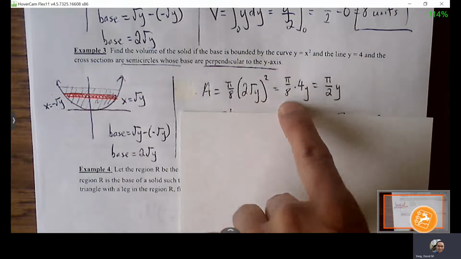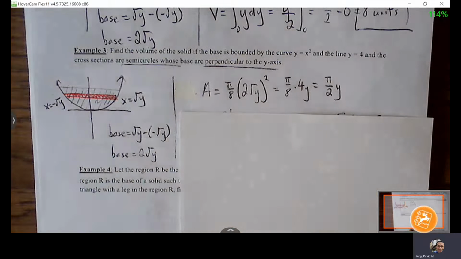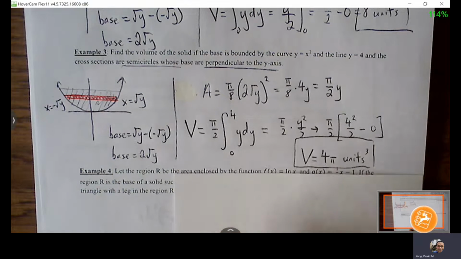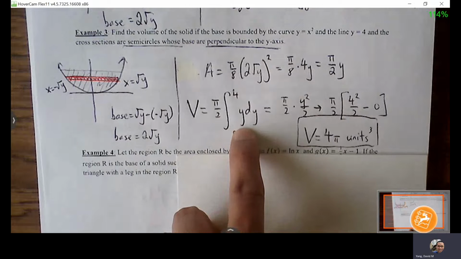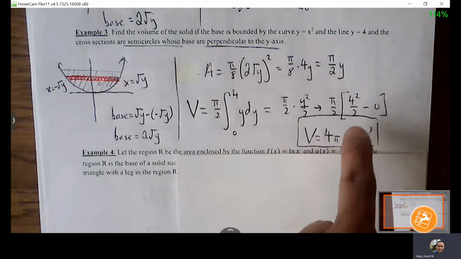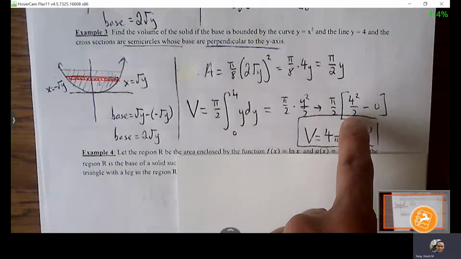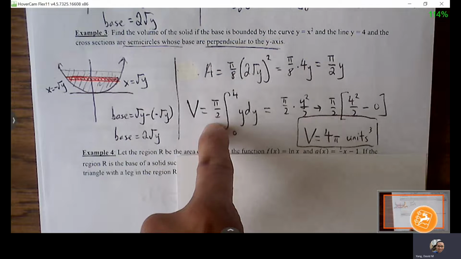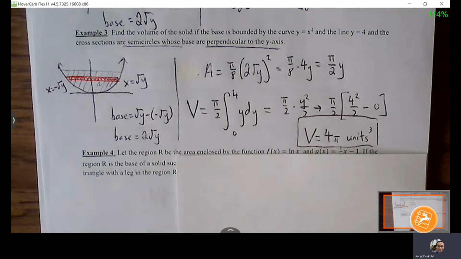Do a little bit of cleanup so I don't have to do as much work in the calculator. Pi over 2y is the area. Pi over 2 is just a coefficient. So if I just took that pi over 2 out, it's just an easy integral. I can do this by hand if I wanted to, and just get it down all the way to 8, and then take the 8, multiply by pi over 2, and we get 4 pi.